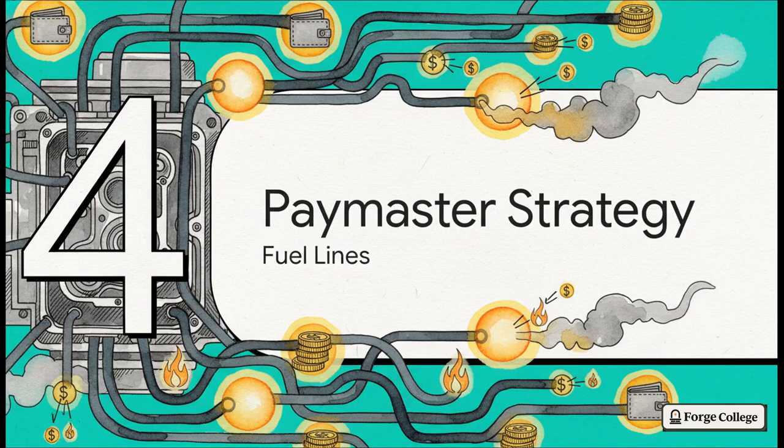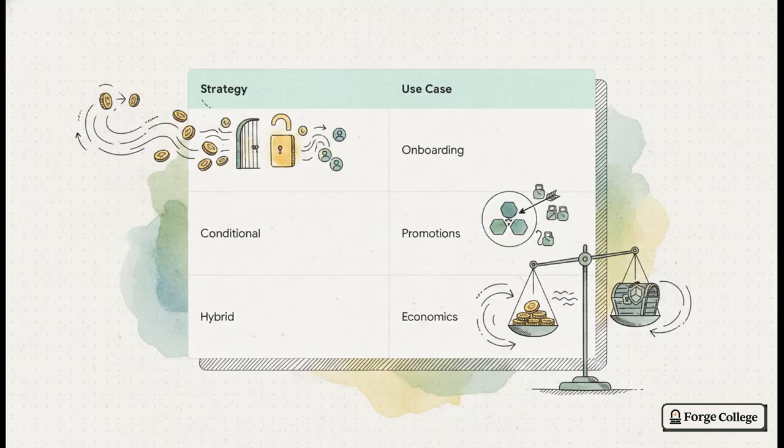Section 4. Choosing a paymaster strategy. Fuel lines. Okay, the bundle needs gas, and the paymaster decides who is paying for it. Depending on your product's economics, you're going to need to pick a strategy. Full sponsorship, that is amazing for frictionless onboarding campaigns. Conditional sponsorship works beautifully for targeted promotions, like, say, offering free gas but only on your specific decks. And hybrid cost sharing, that's perfect when you need to balance user conversion with keeping your protocol's treasury actually alive.